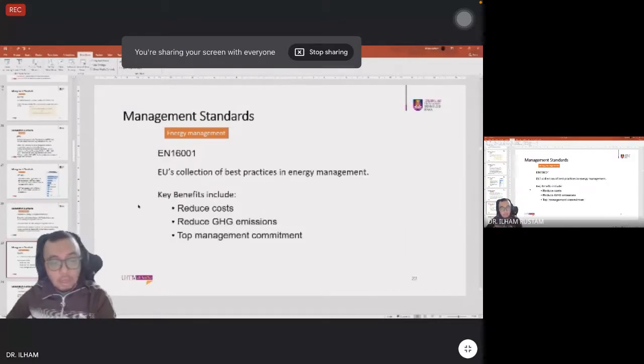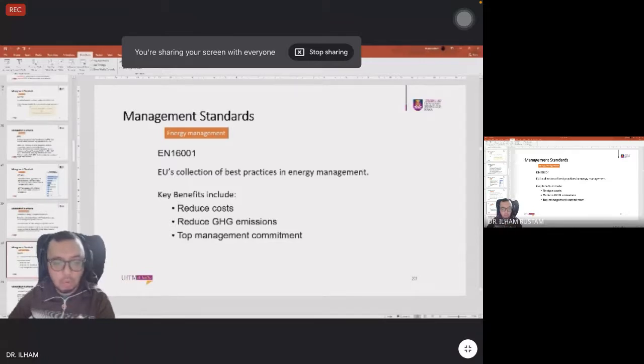Okay, and then EN16001 is EU's punya collection of best practices. Not to say it is the perfect practice, but they have found out based on their experience, the best practice is by, they're recorded in EN16001 untuk operate mesin-mesin orang. So basically, the key benefit of EN16001 ni is to reduce cost.